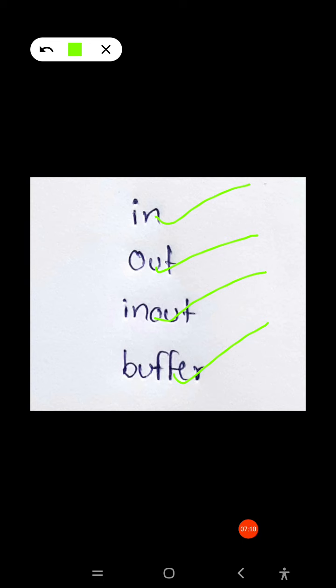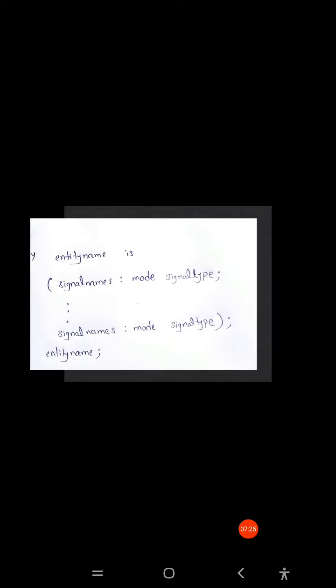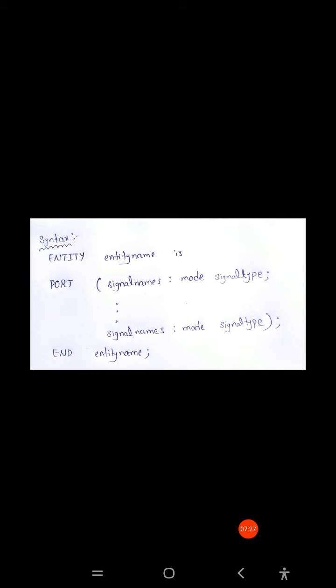So these 4 are the modes we use in a port: in, out, inout, buffer. That is regarding mode. Next one is signal type. Signal type is a user defined signal, and we will see it by example.